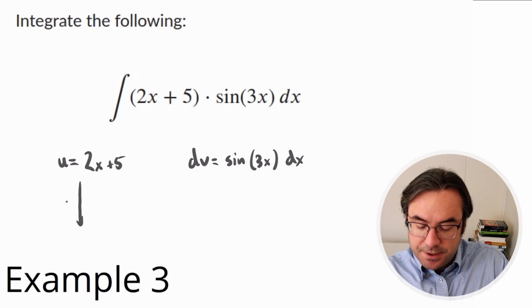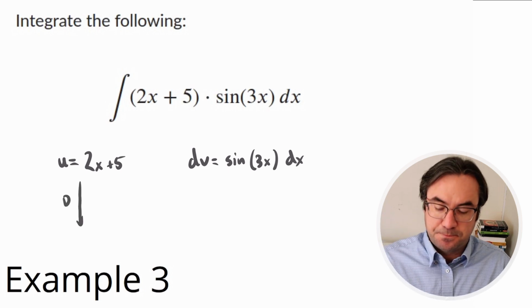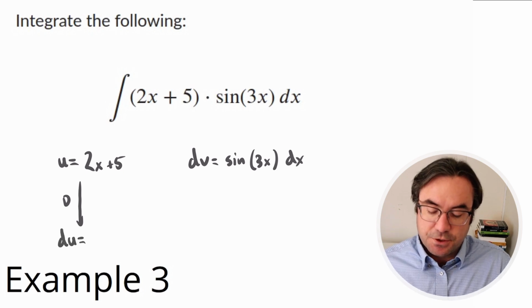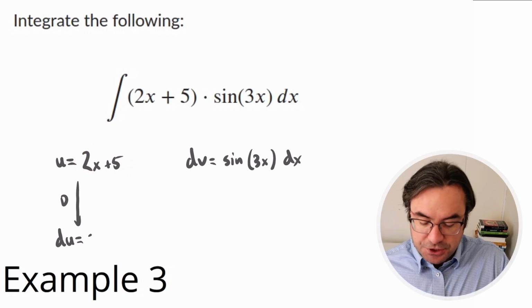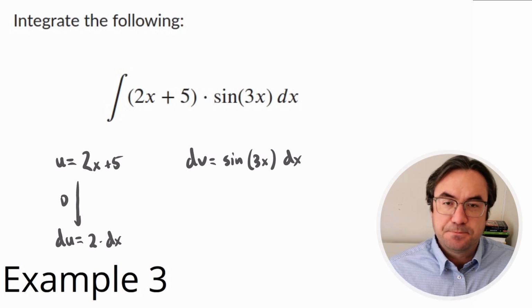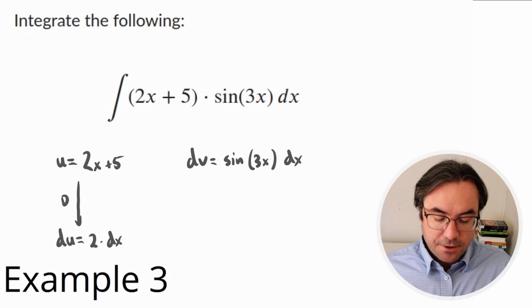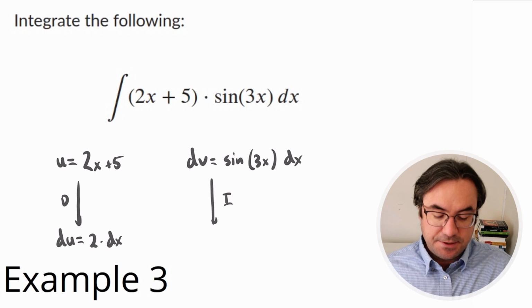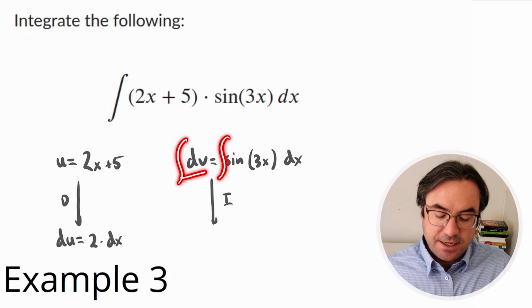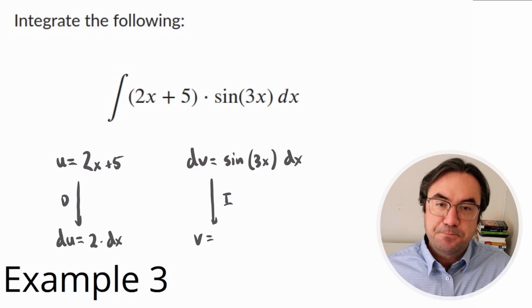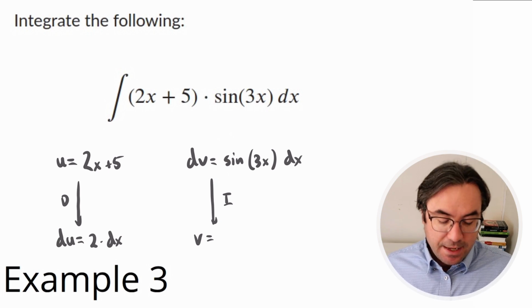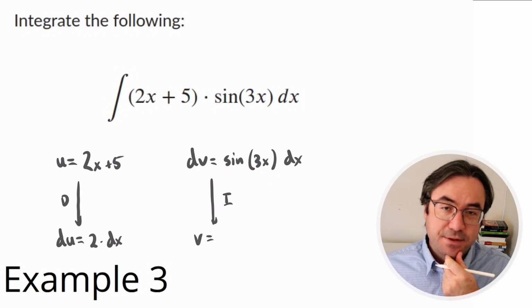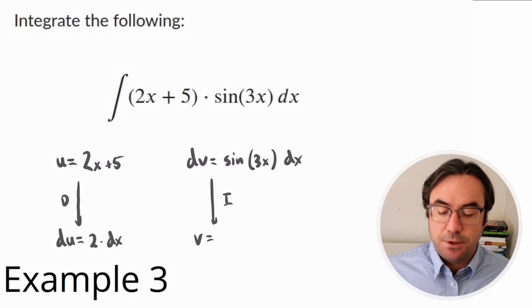So we're going to differentiate our u term. So let's see what we get. The differential du, the derivative of this is 2, and then we multiply by dx. And then over here, we have dv. We want to get v, so we're going to integrate both sides. The integral of dv is just v. And then we want to integrate this sine of 3x. And this is one of our special k-forms that we mentioned with the substitution rule.